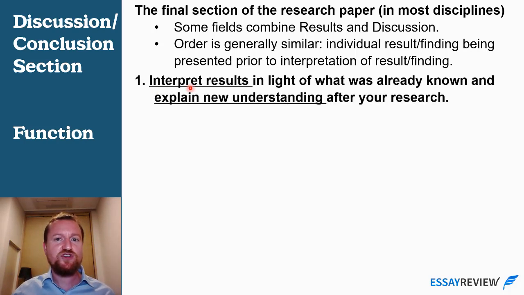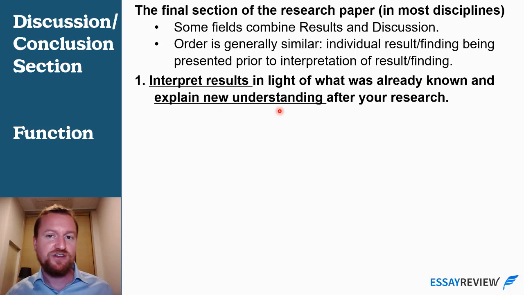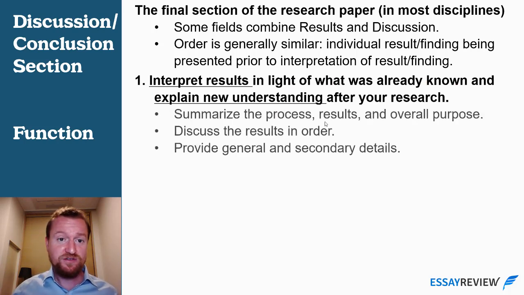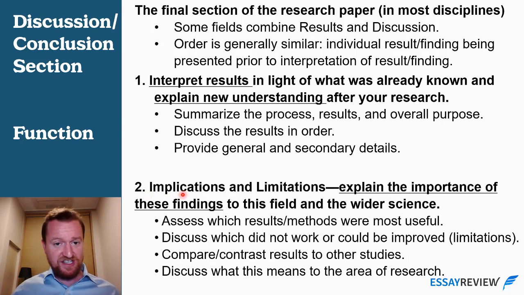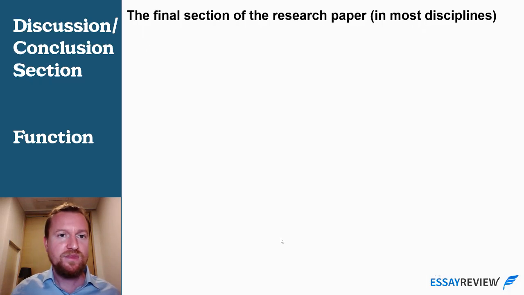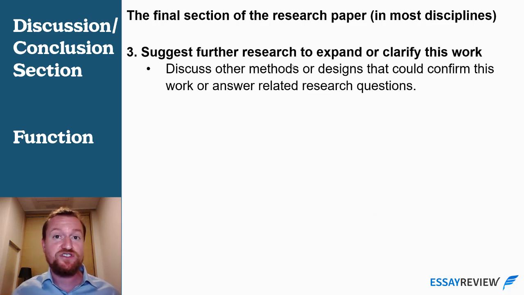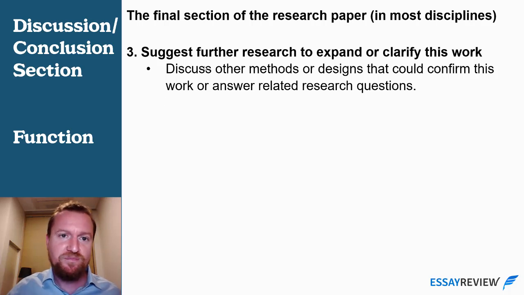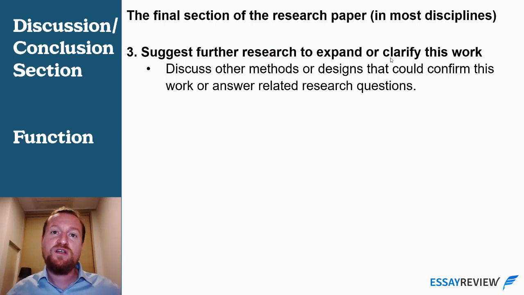So in this section, you're going to interpret the results in light of what was known and explain a new understanding, interpreting the results. You're going to discuss implications and limitations, talking about the importance of these findings to both your field and to humanity, or to the wider science. And then you're going to suggest further research, usually, especially in social sciences, or where you've done an experiment or a study that involves participants, a clinical study, for example. You're going to suggest other research and ways to answer related questions or do the work better.